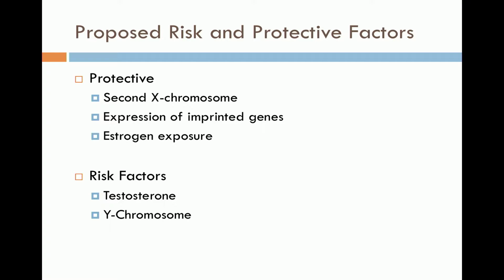There is an expression, as you know, of imprinted genes, and females are estrogen exposed, whereas males, as you know, have a Y chromosome, this little chromosome, which we know has some genes, but not as many as the X chromosome, and they are exposed to testosterone. So these are the most discussed factors. There are many others, but these are the most obvious factors which are discussed.